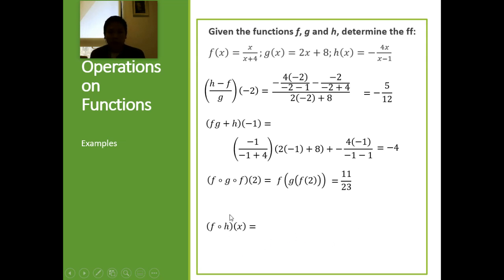Now, what happens if we do f of h of x? We end up with this notation. h becomes the input of f here. So x becomes negative 4x over x minus 1. And then we get this result. Our last example for this slide is h of f of x. So we get this substitution. x becomes x over x plus 4.